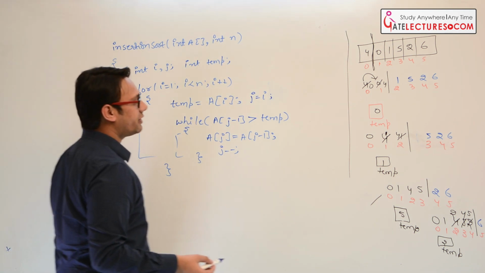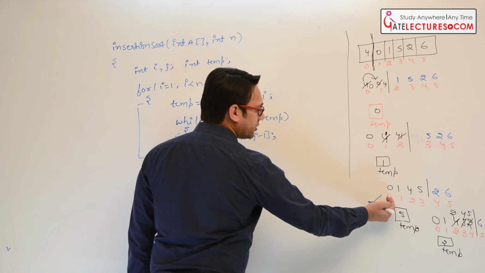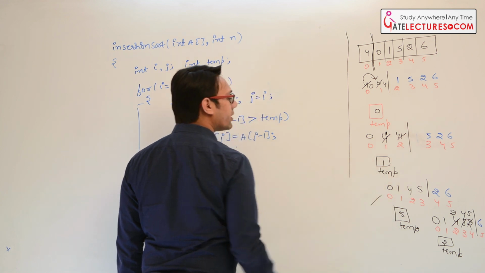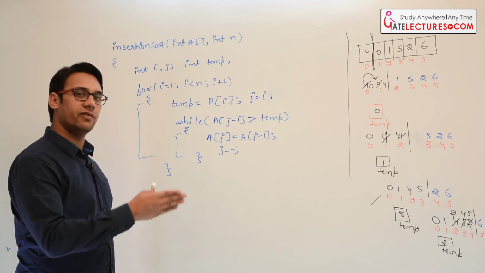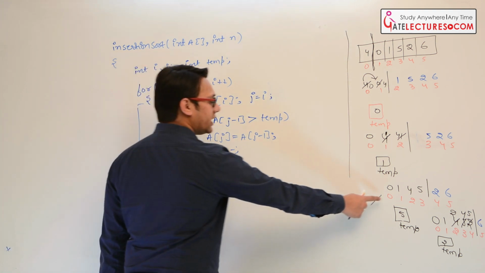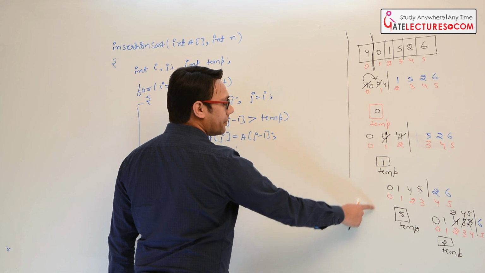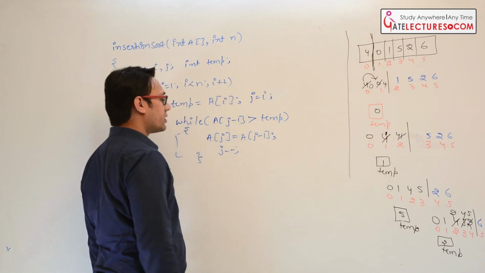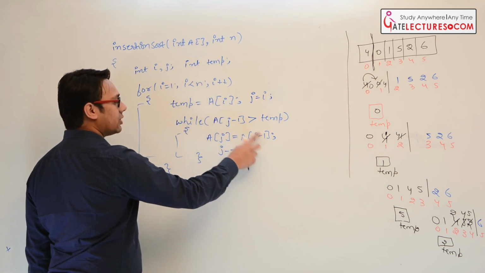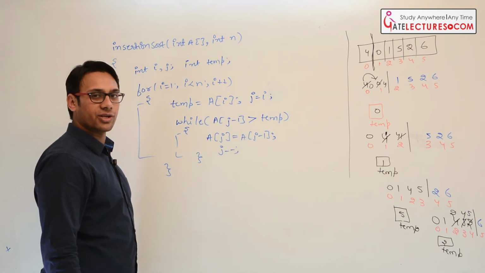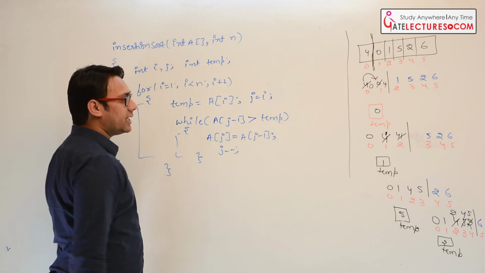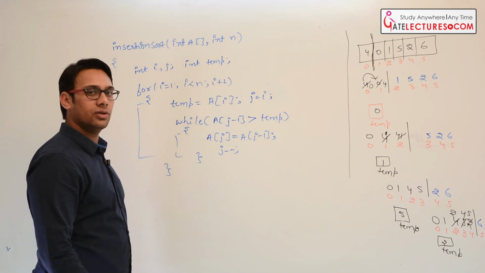Okay, the case we did not handle is what if the value of j becomes minus 1, or 0, or minus 2, and so on. Because if the value of j becomes 0, then we have to compare with the element stored at the index location minus 1. If j is 0, it is going to compare with the element at index location minus 1, but there is no element stored at index location minus 1.